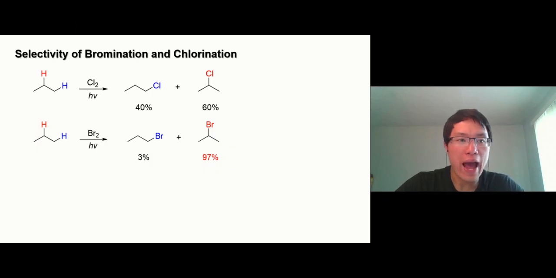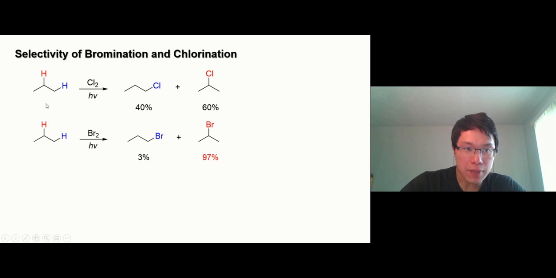All right, we're going to look at the regioselectivity of bromination and chlorination. Let's see who's picky, who's not picky. Okay, so look at overall. For the same alkane, do chlorination and bromination. For chlorination, we get 40% of the chlorine on the primary carbon and 60% on the secondary carbon. All right, 40-60.